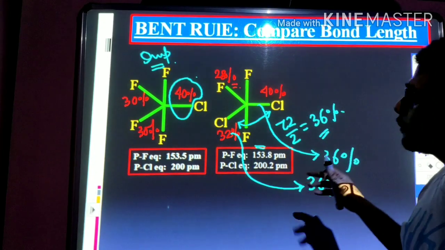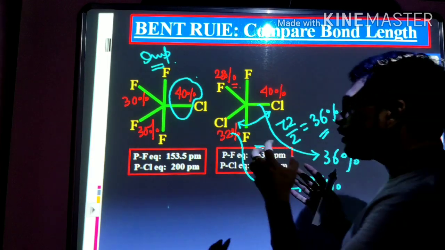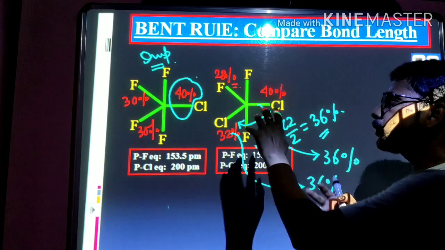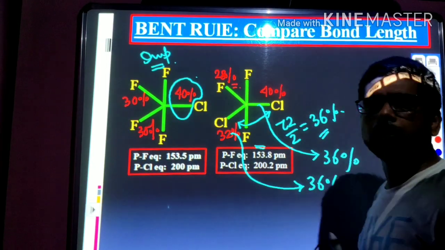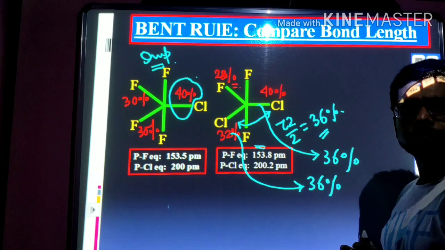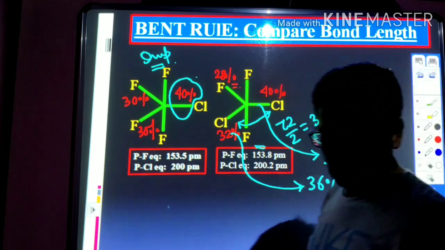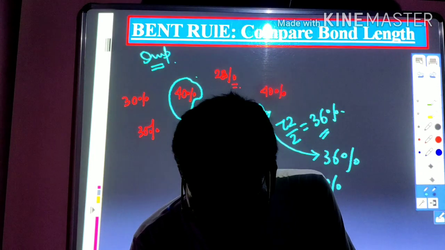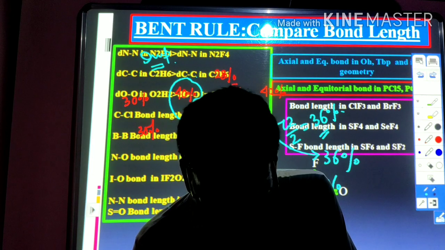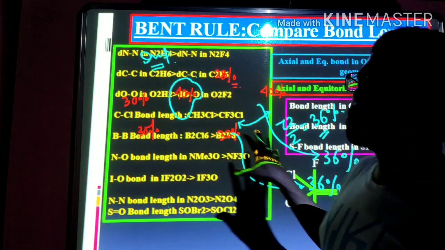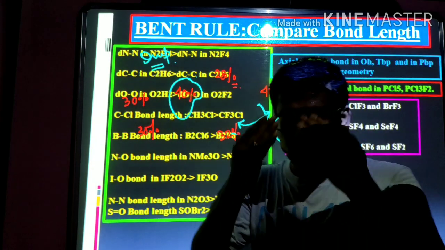This is a very interesting example. I am explaining this one in my own way. Just try to put the percentage of S character like this way and do it by yourself. Then I think you will be feeling comfortable and you can interpret the data very easily. Okay, so this is all about the bond length comparisons using Bent's rule. So thank you so much.